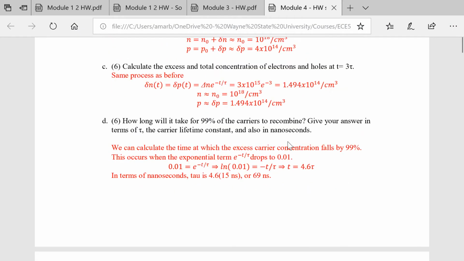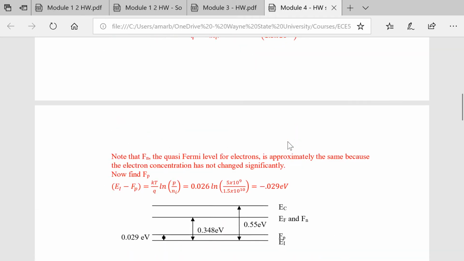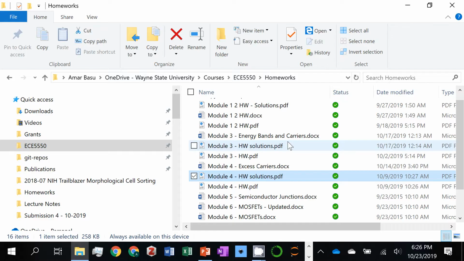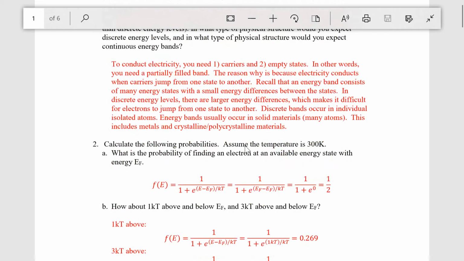I think you pulled out the wrong solution. Oh, my bad. Homework 3 solutions. There we go. Thank you.